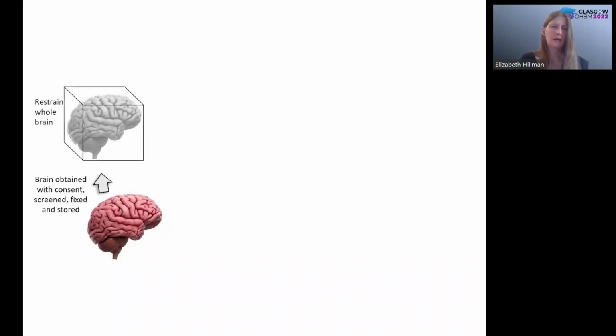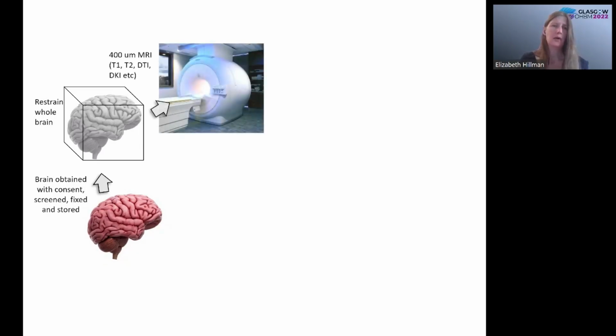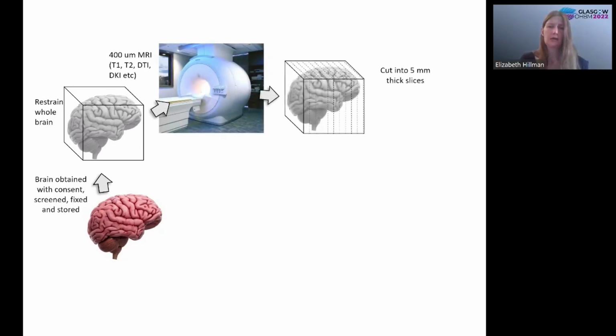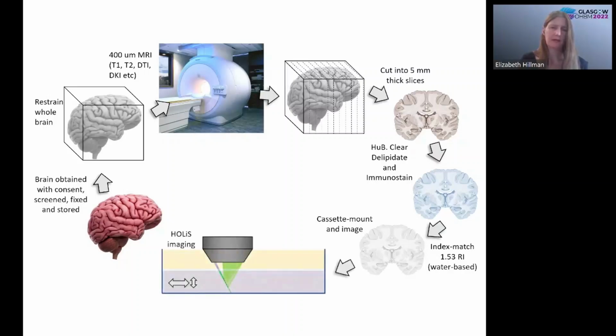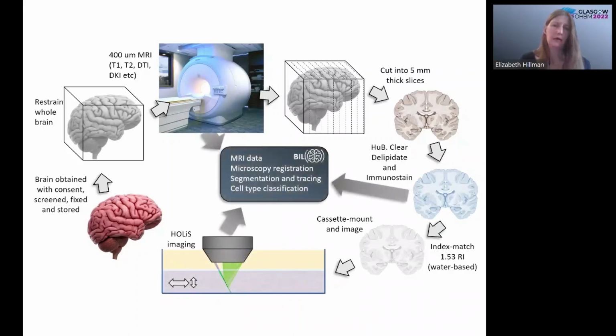And so this is the final rundown of what this pipeline looks like. We can get whole brains from Mount Sinai's Neuropathology Brain Bank. We're going to do high field MRI. Then we're going to slice them into 5 millimeter thick sections, perform that delipidation, staining, index matching process, then image them, and then pipe all of the data into the brain imaging library at Pittsburgh Supercomputing Center to run those algorithms.